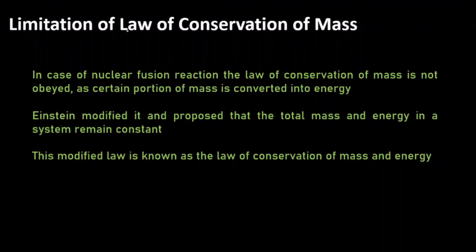The law of conservation of mass is the basis of stoichiometry, so it is very useful. Despite that, it has some limitations. In case of a nuclear fusion reaction, the law of conservation of mass is not obeyed, as a certain portion of mass is converted into energy. So, afterwards Einstein modified it and proposed that the total mass and energy in a system remain constant. And this modified law is known as the law of conservation of mass and energy.